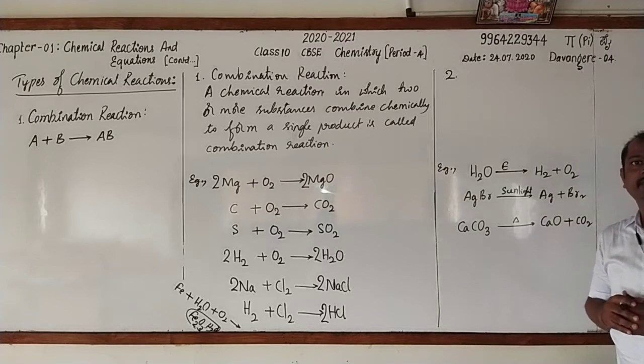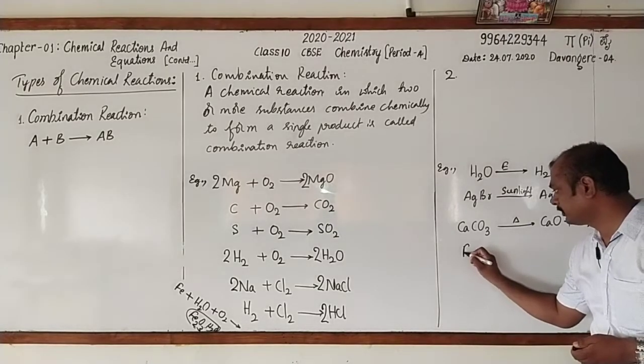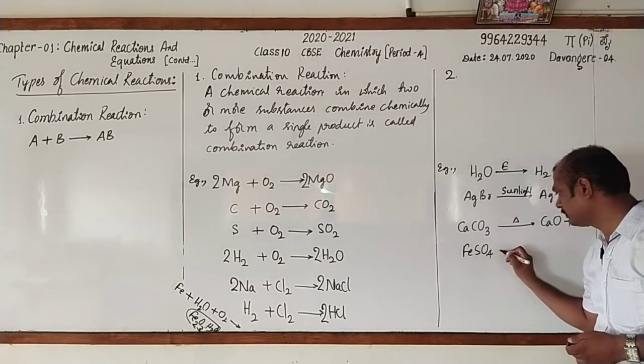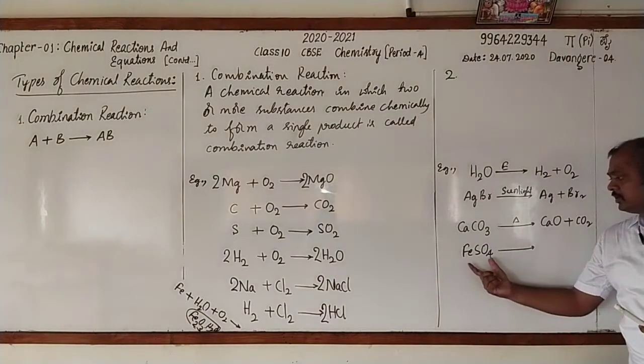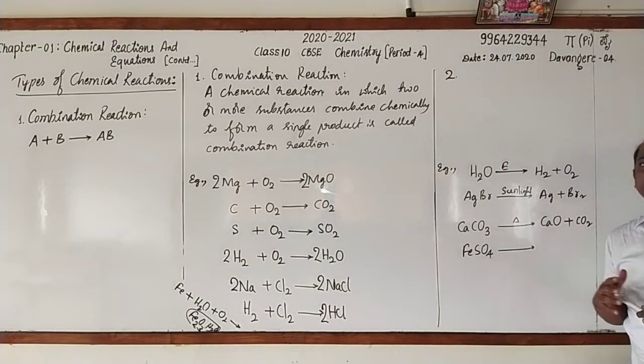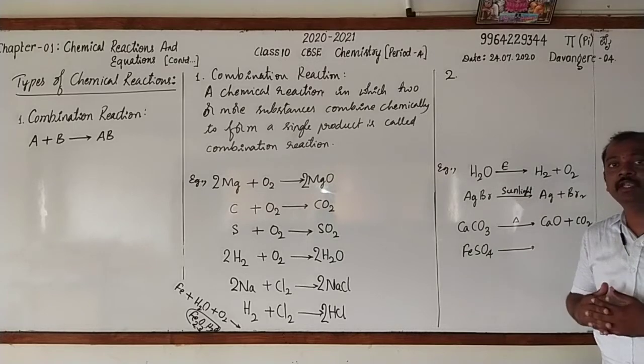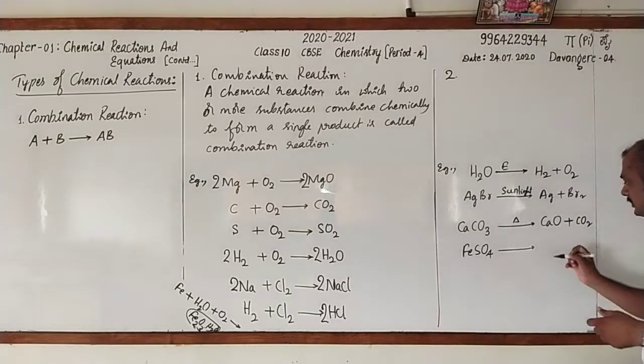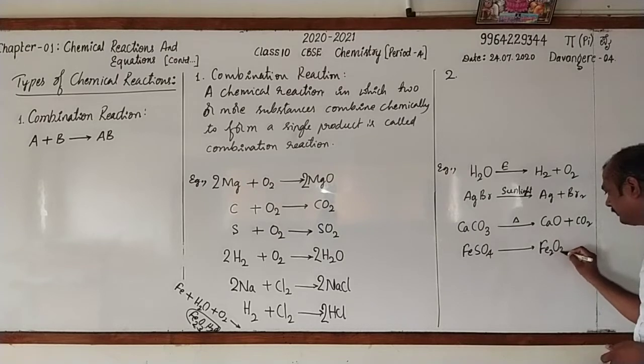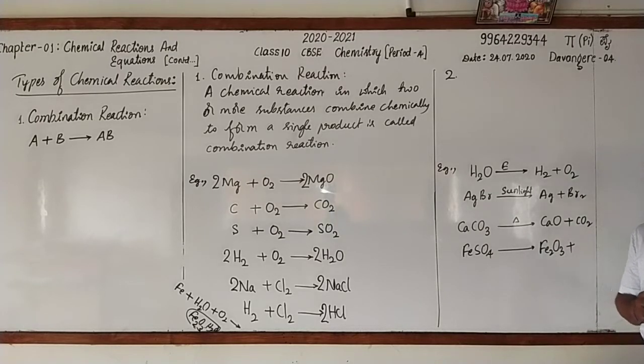In the same way, I'll take some more examples. That is FeSO4. Name this compound: iron sulfate. What is its color? It is pale green. Could you tell what happens when iron sulfate is heated? Yes, we'll get Fe2O3. Other than that, we will get sulfur dioxide, right? Then sulfur trioxide.